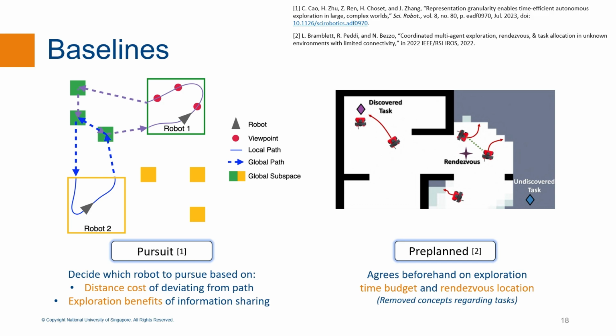First, against a pursuit-based approach, where robots decide which other robots to pursue based on distance, cost of deviating from path, and exploration benefits of information sharing. Second, against a pre-planned approach, where robots agree beforehand on exploration budget and rendezvous location.